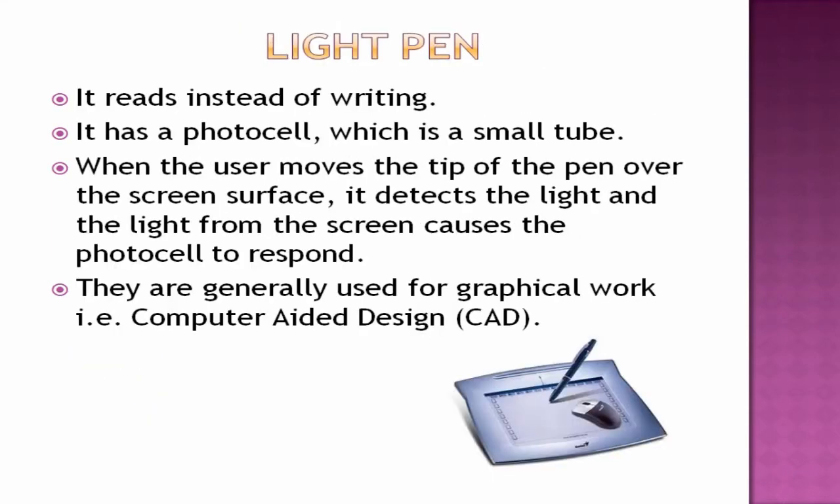Next is the light pen. It reads instead of writing. It has a photocell, which is a small tube. When the user moves the tip of the pen over the screen surface, the pen is able to detect the light coming from a limited field of view. As the pen is pointed towards the light area, the light from the screen causes the photocell to respond.